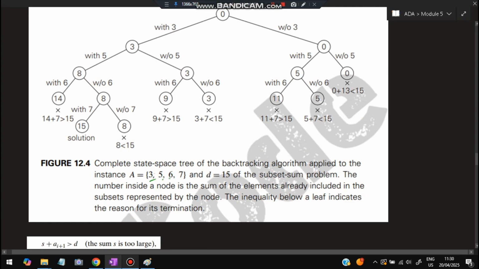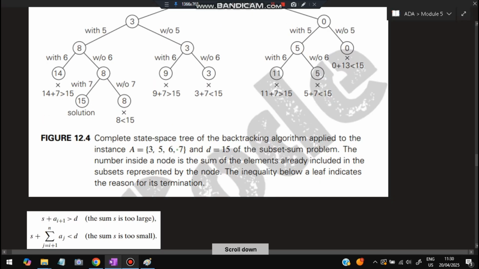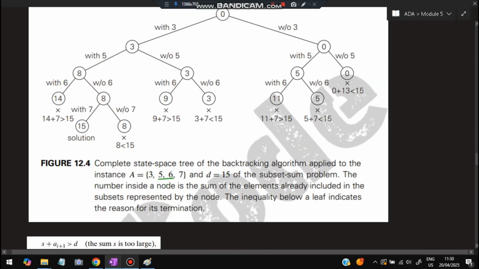3 plus 5 is 8. 8 plus 6 is 14. That's not possible. If I take 5 plus 6, it will be 11. 11 plus 7 will be 18. That is also not possible. If I take 6 plus 7, it will be 13. 13 plus 3 is 16. So which is the solution? 6 plus 5 is 11, and 11 plus 3 is 14. That is also not a solution. So is there a solution?